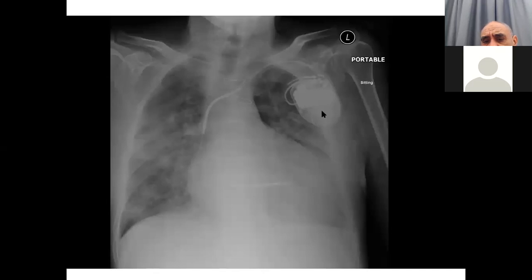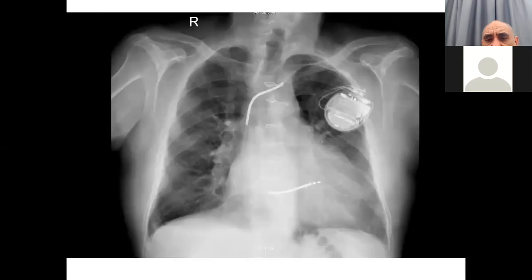You can appreciate that this is an ICD because it has a thick lead, and this is the pulmonary edema. There are bilateral fluffy shadows. These changes nowadays will be considered as COVID pneumonia, COVID-19 pneumonia. And the patient was found to have severe aortic stenosis. After he was given IV diuresis, you can see that his lung fields appear to be cleared.